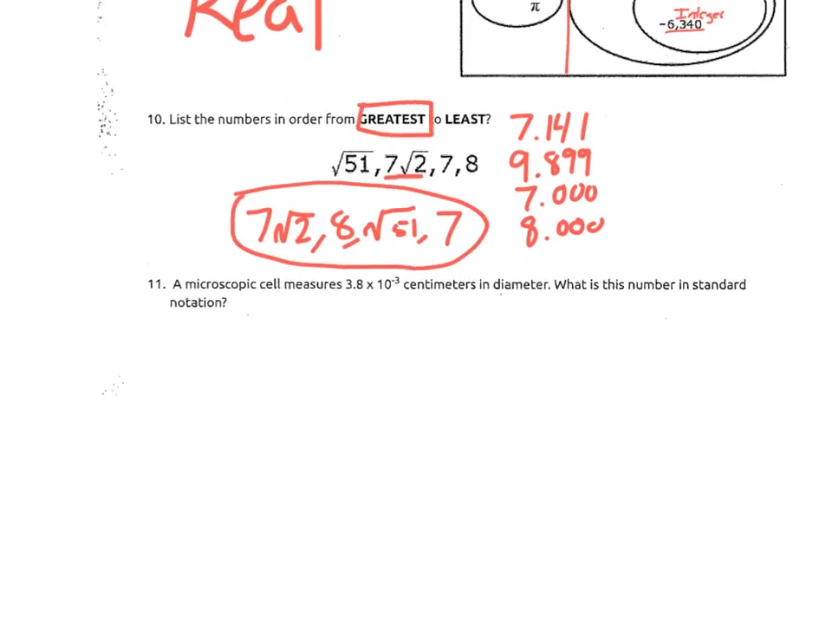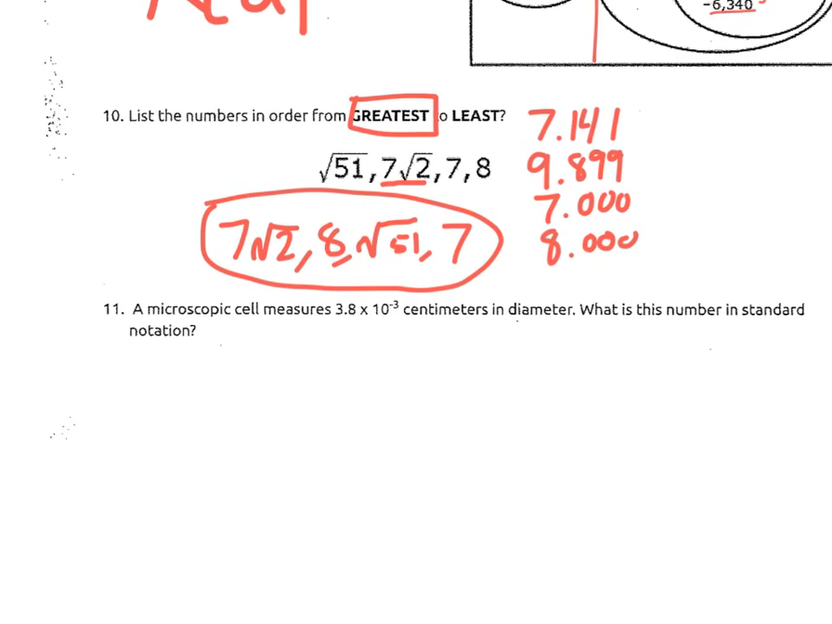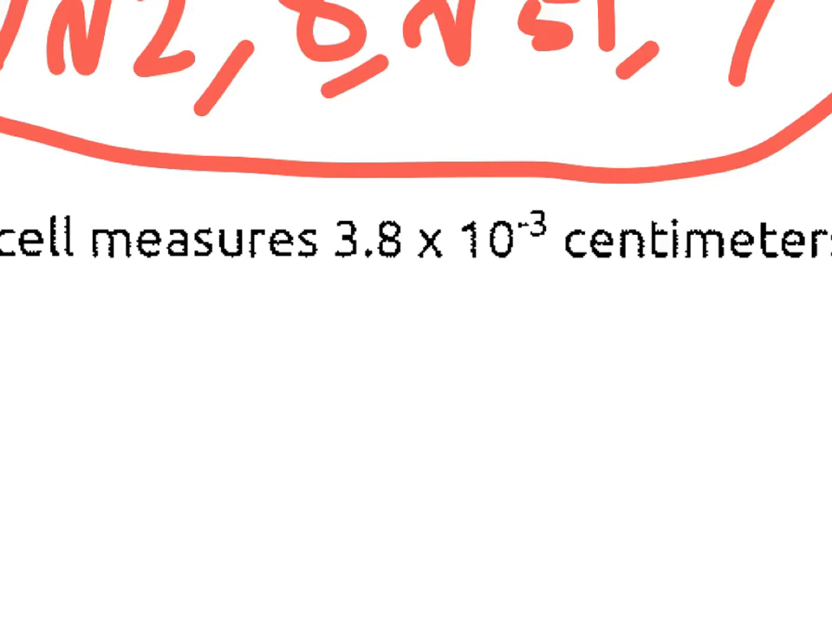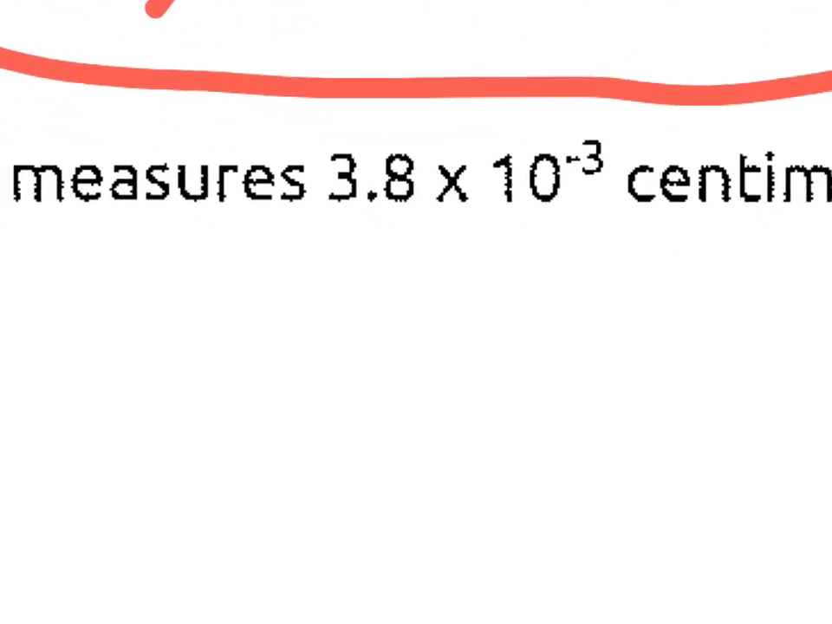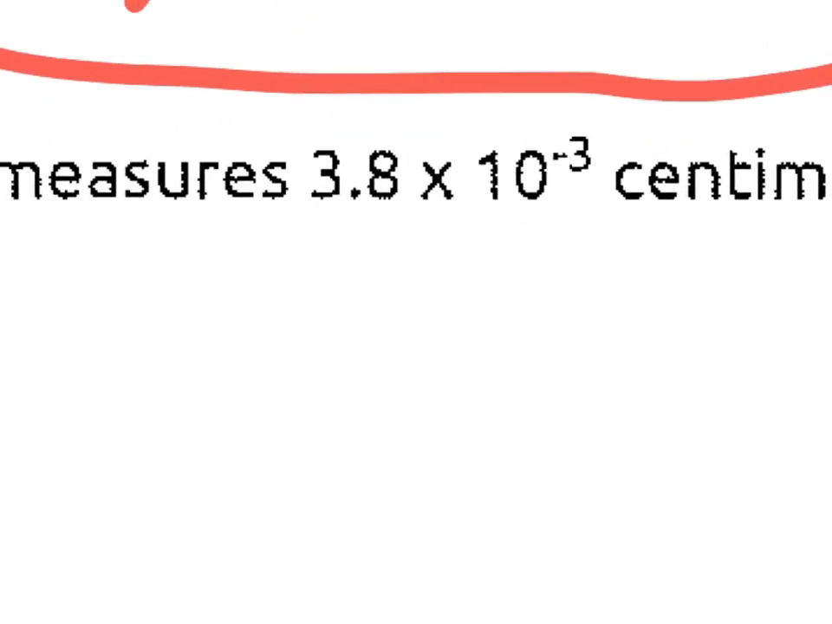Whew, one more. Alright. A microscopic cell measures 3.8 times 10 to the negative 3rd centimeters in diameter. What is the number in standard notation? And zoom on in here. This is a lot like that one that we did earlier. In fact, I'm actually kind of wondering if it's the same one, but whatever.